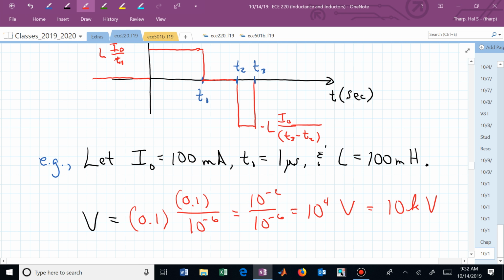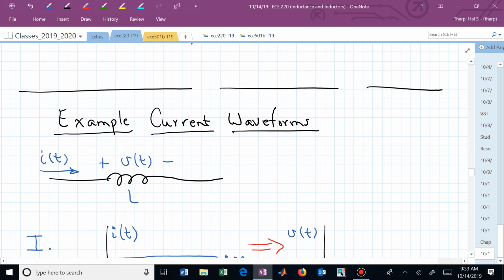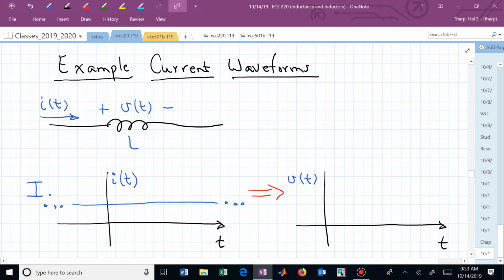It doesn't take much to create pretty large voltages. Now we have 10,000 volts when we had 0.1 amps flowing at the maximum, but that did transition over a microsecond. So we built up to that quite quickly, and the inductor wasn't that big. It was 100 millihenries. Let's now continue with that idea. Let's look at some other waveforms.